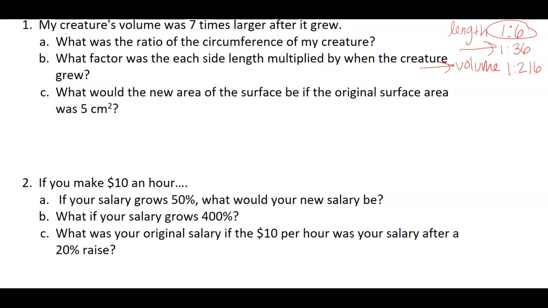All right, so let's talk about my example of my creature on here, okay? So I said that my creature had a volume that was 7 times larger after it grew. So there was an original creature, I put it in the water, it grew, and now its volume is 7 times larger. Okay? What piece of given information does that give me?